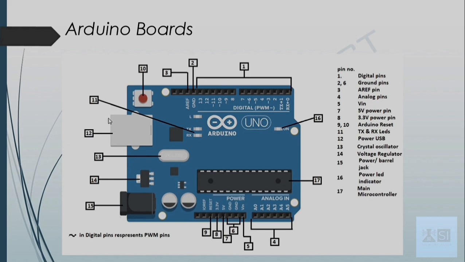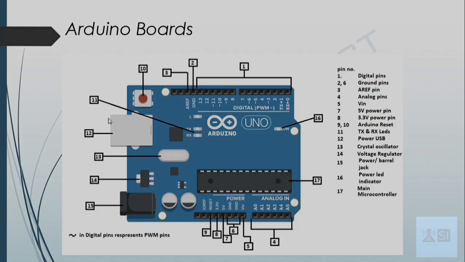Next, the component labeled as 15 is called the power or barrel jack. The Arduino board can be powered directly from the AC mains supply by connecting it to the barrel jack. The component labeled as 16 is called the power LED indicator. Whenever we plug the Arduino into the power supply, this LED will turn on. If it doesn't turn on, then there is something wrong with the connections.